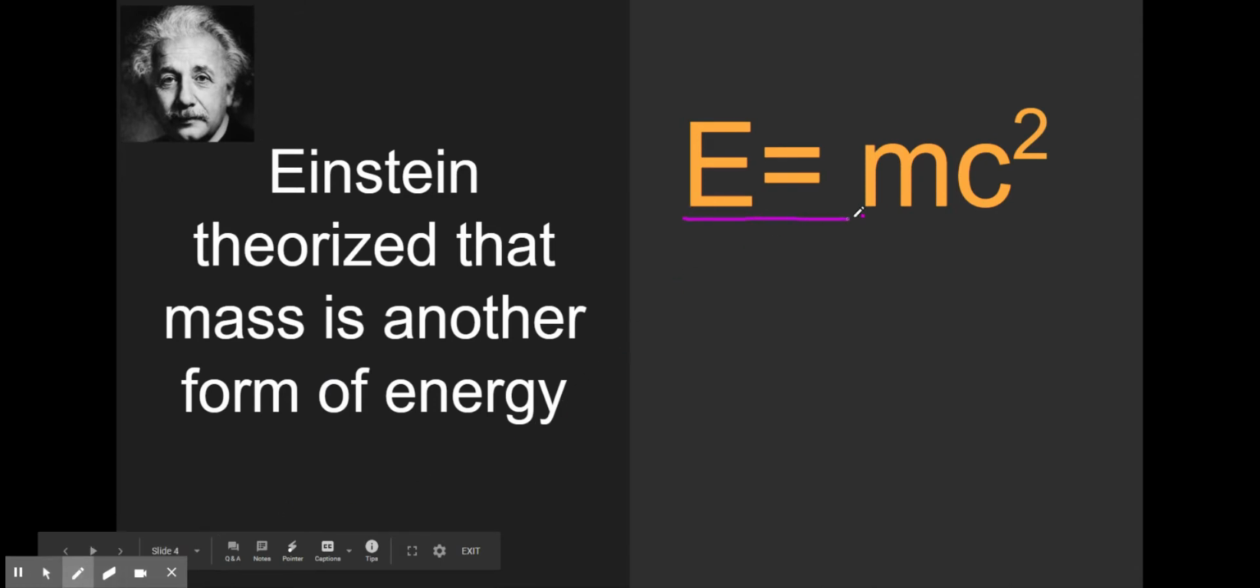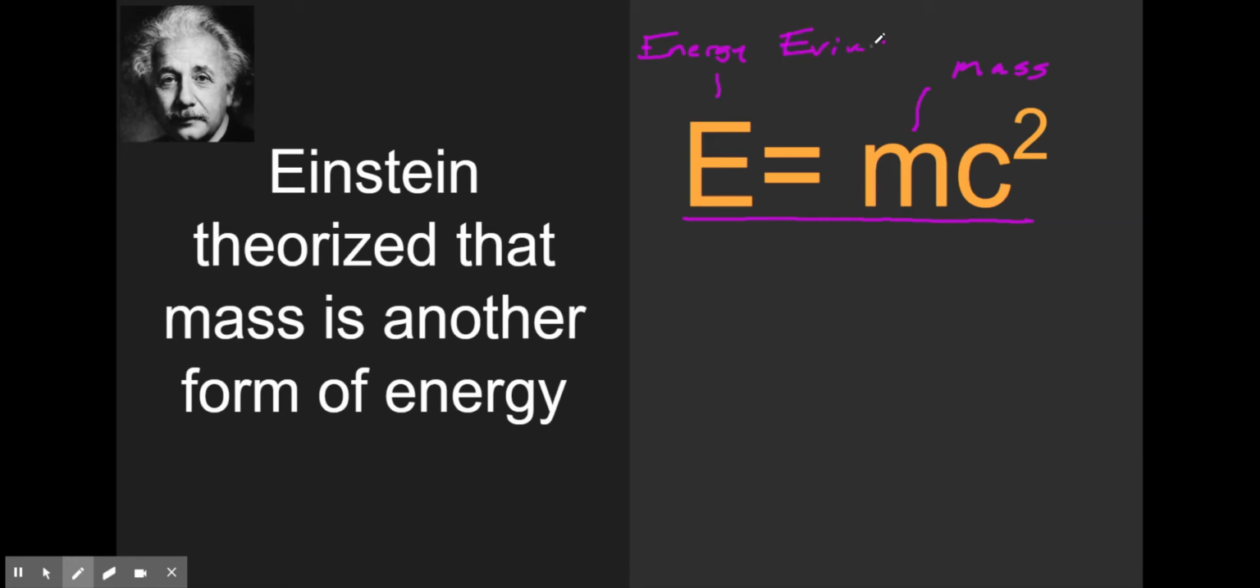Now, you've all heard of the famous equation E equals mc squared. And what Einstein said is that any form of mass has an energy equivalence. Just write this out. Try and spell it right. Equivalence, you know what I mean. In other words, mass is a form of energy.